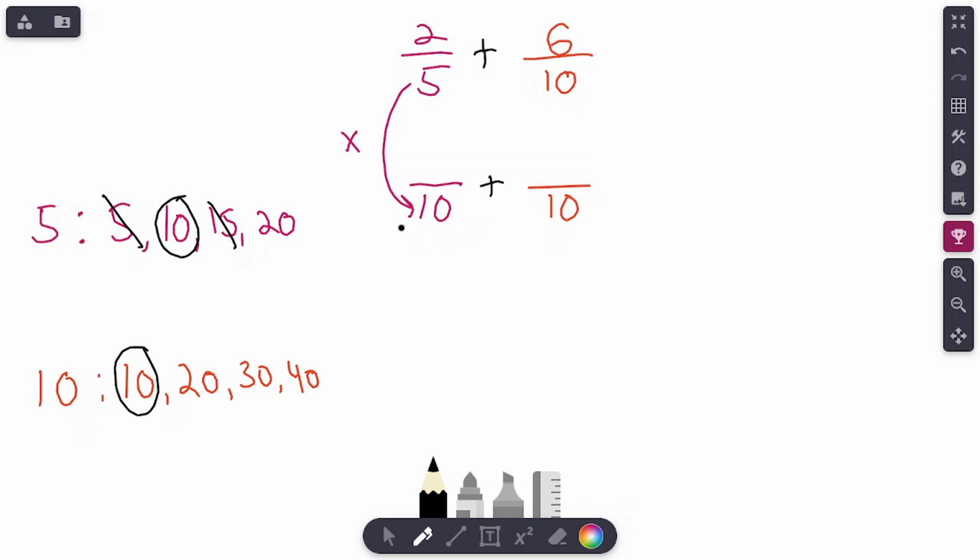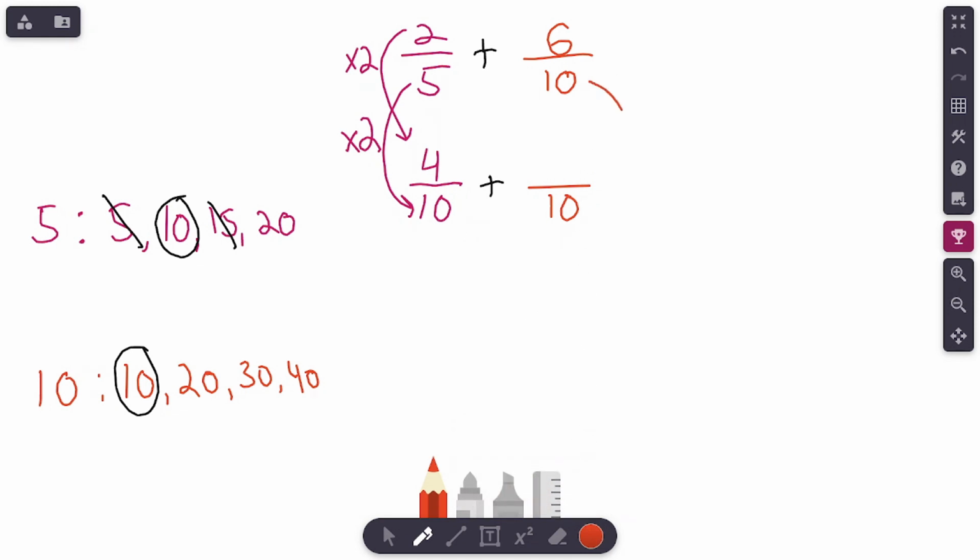If you don't know off the top of your head, use your cheat sheet, count the multiples. That's 1, 2. 5 times 2 gives us 10. There we go. If I multiply the denominator by 2, what do I do to the numerator? The same thing. Whatever I do to the bottom, I do to the top. Whatever I do to the top, I do to the bottom. So multiply the numerator by 2. 2 times 2 is 4. All right, you with me so far?